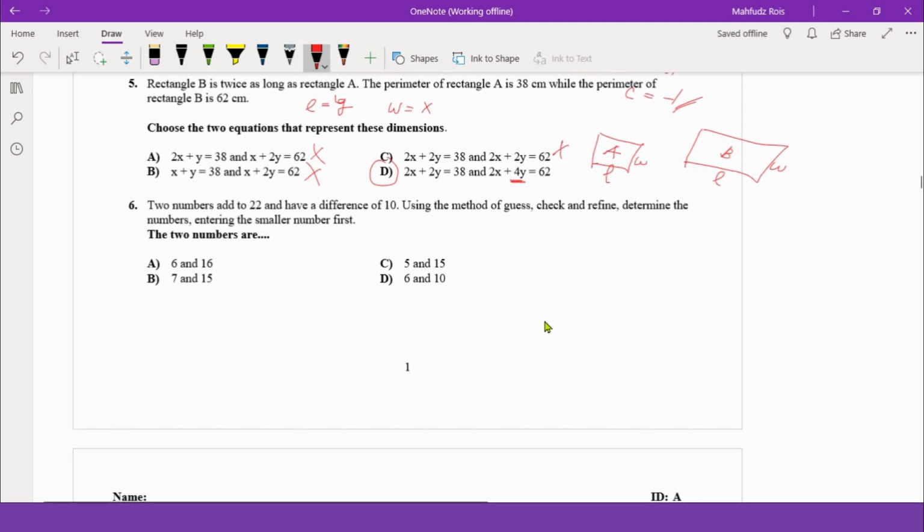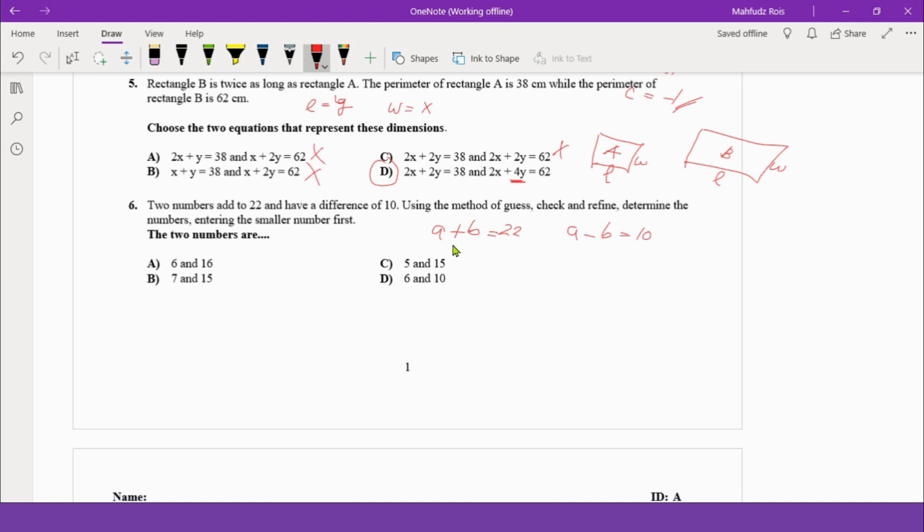Okay, number 6. Two numbers add to 22 and have a difference of 10. Using the method of guess, check, and refine, determine the numbers, entering the smaller number first. The two numbers are, all right, so let's say the two numbers are A and B. If we add A plus B, it will be 22, and the difference A minus B is 10.